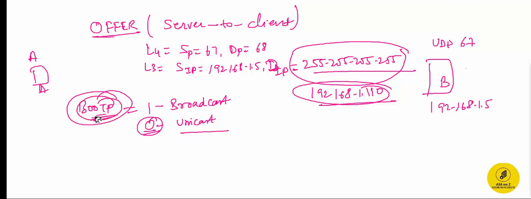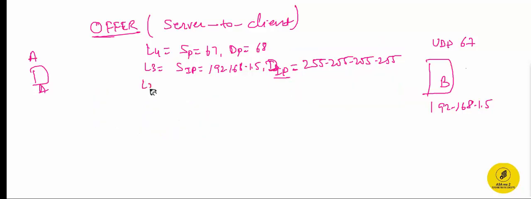This BOOTP flag is available in the discover packet sent by the client, so this decision is made by the client. The client tells the server how it is expecting the reply. In most cases, you will see that the destination IP in the offer packet is broadcast, because that's what the client requested. So then we continue to layer 2.